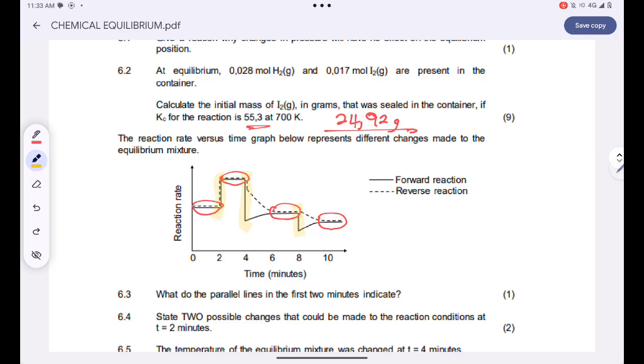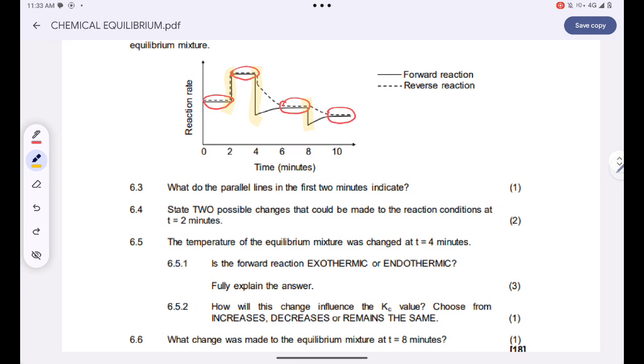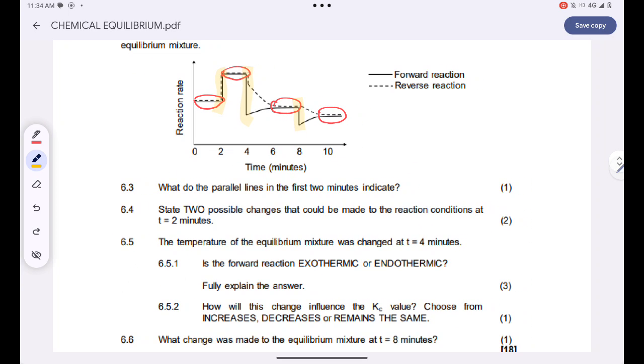Okay. What do the parallel lines in the first 2 minutes indicate? They indicate a state of dynamic equilibrium or a state of chemical equilibrium. Okay, then 6.4. We must state two possible changes that could be made to the reaction condition at 2 minutes.